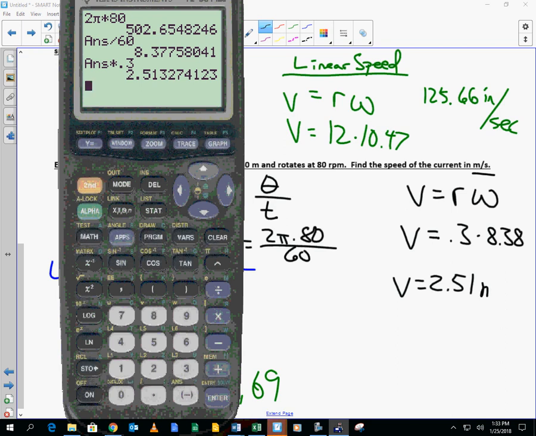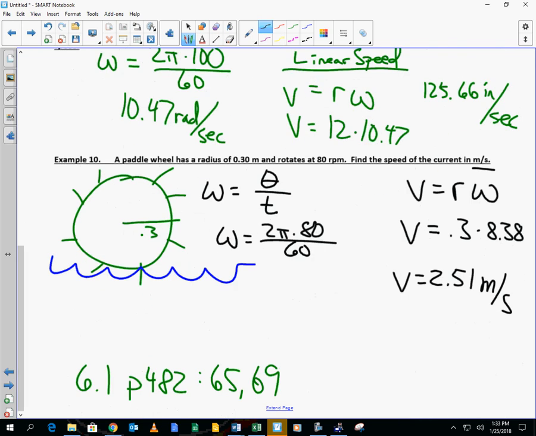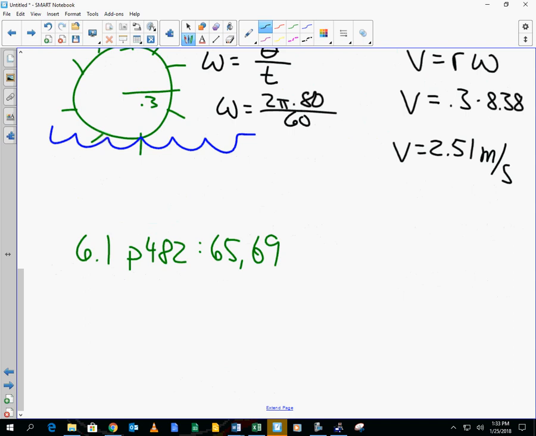Meters per second. You guys are extremely intelligent. Way to go. I wanted to do that yesterday, but I needed to give you some more time to do stuff. So I just want you to do 2 problems on that. We have more to do today, but this is just what I want you to do for that. Okay, 6.1, page 482, number 65 and 69.